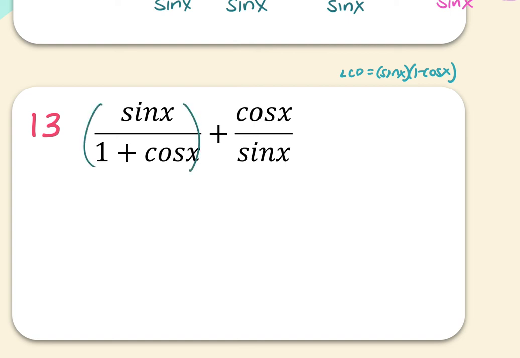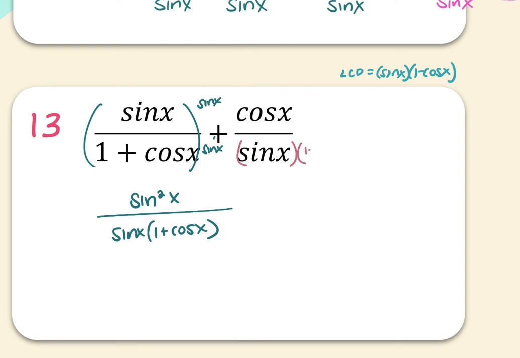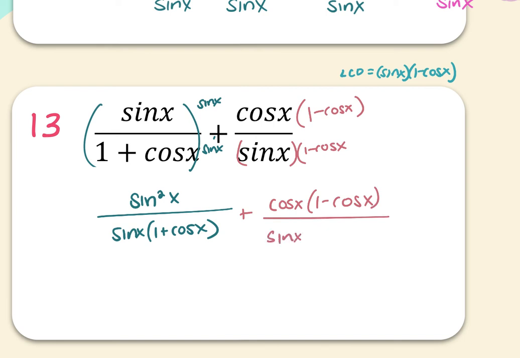So I'd have to multiply this fraction by sine in both the top and the bottom because that's what it's missing. And I'd end up with sine squared x over sine x times 1 plus cosine x. Second fraction, I'd have to multiply by 1 minus cosine x in both the top and the bottom. And I get cosine x times 1 minus cosine x over sine x times 1 minus cosine x. So I gave them both the same denominator.